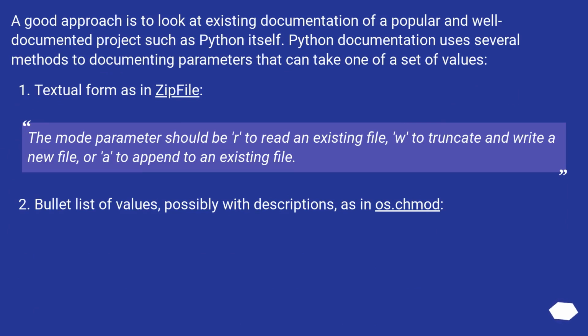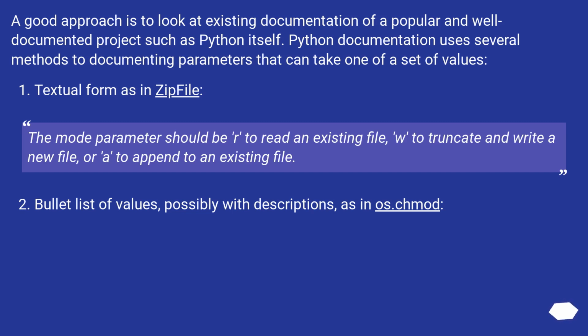A good approach is to look at existing documentation of a popular and well-documented project such as Python itself. Python documentation uses several methods of documenting parameters that can take one of a set of values. Textual form, as in zipfile: the mode parameter should be 'r' to read an existing file, 'w' to truncate and write a new file, or 'a' to append to an existing file.